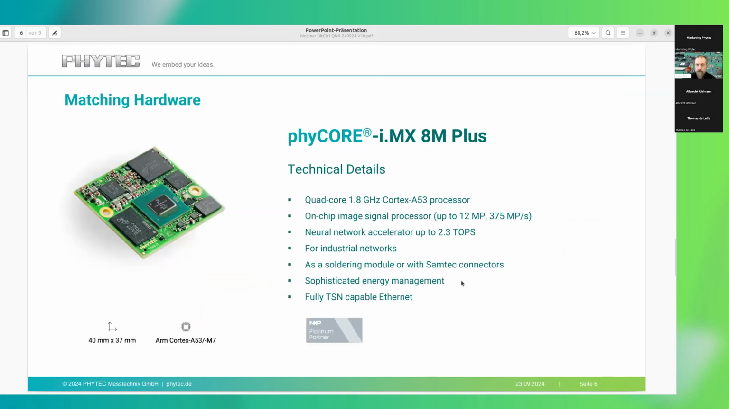When I'm talking about the matching hardware for your product, we normally start at the SOM. This is really the core of your product. Today, I present to you the i.MX 8M Plus. It's a core from NXP. Albrecht already introduced you to the AI side of industrial technology, which is presented here with an NPU on the chip. We make sure that it will work perfectly with your hardware, your interfaces, and your industrial networks you build around the phyCORE.